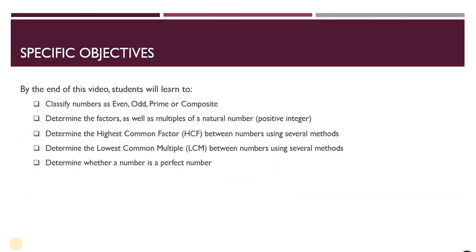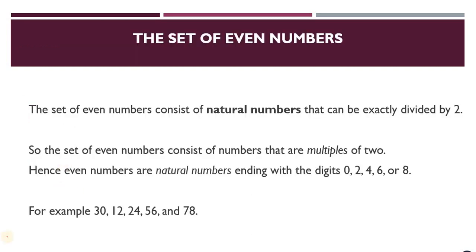By the end of this video, students will learn how to classify numbers as even, odd, prime, or composite. They will also learn how to determine the factors as well as the multiples of natural numbers. They will learn as well how to determine the highest common factor as well as the lowest common multiple between numbers using several methods. And they will learn how to determine whether a number is a perfect number.